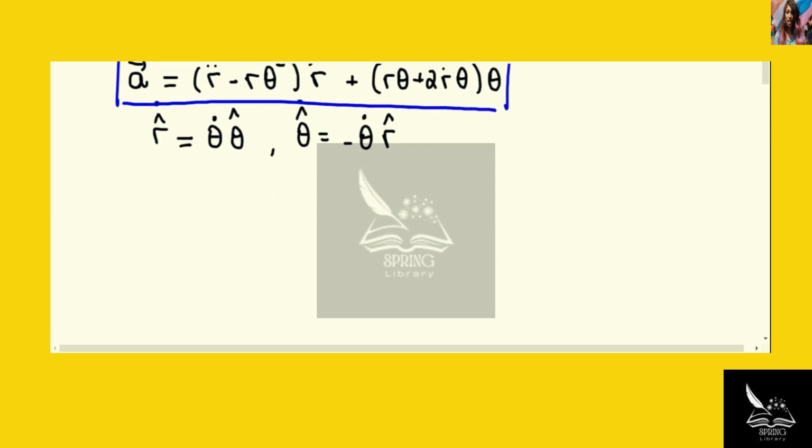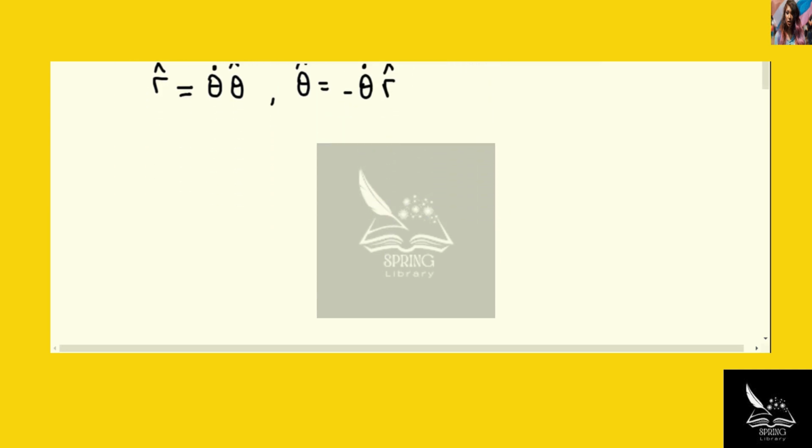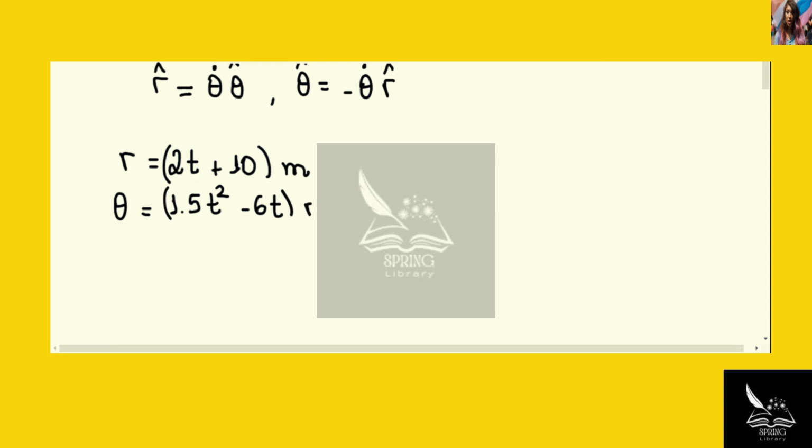Okay, so what we have in the exercise is that we have a particle that undergoes a certain trajectory with values of the coordinates r and theta that are r equals 2t plus 10 in meters, while theta is equal to 1.5 t squared minus 6t. This is in radians, and t is in seconds. And the mass of the particle is 5 kilograms.